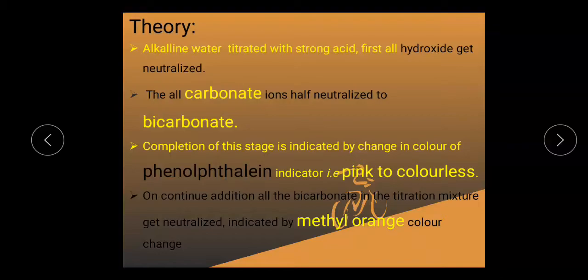Phenolphthalein reading is related to hydroxide neutralization as well as half neutralization of carbonate ions, while methyl orange corresponds to half neutralization of carbonate as well as the remaining bicarbonate in the solution. And when these two indicators are used, the titration is called a dual indicator titration.